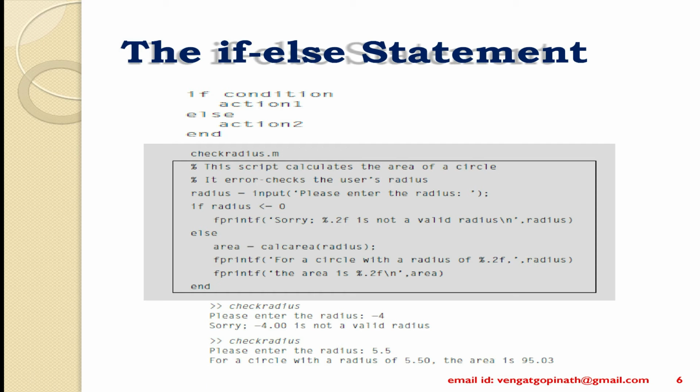The if-else statement is used to choose between two statements or sets of statements. The general form is: if the condition is true, the action will be executed. Otherwise, the else statement action will be executed. First, the condition is evaluated.